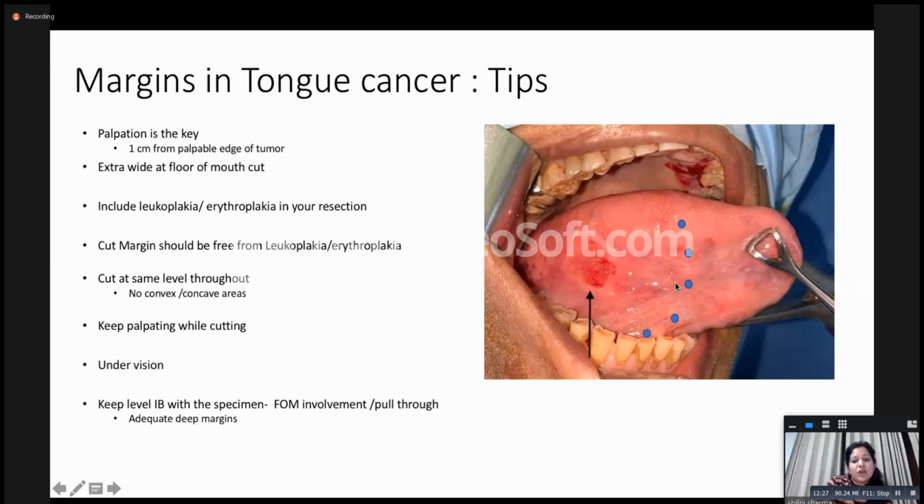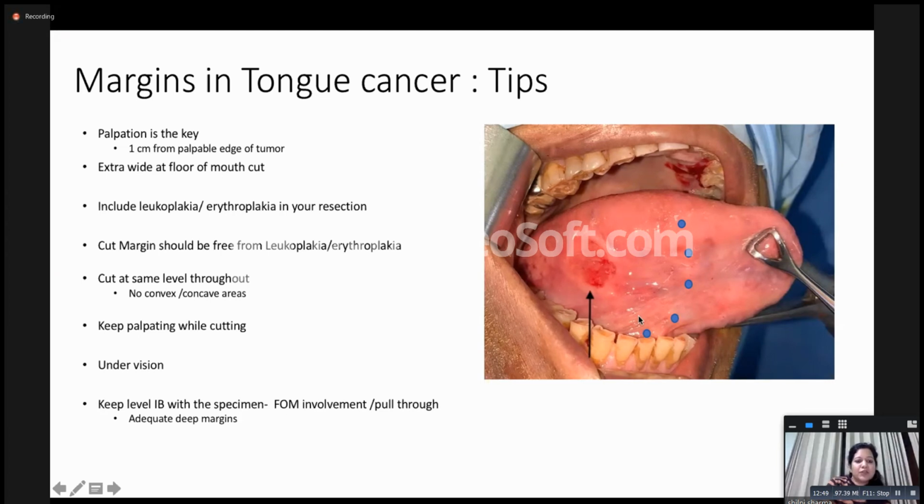If you have surrounding leukoplakia or erythroplakia, then include it in the resection, but it should not be at the resection line. So suppose you have a leukoplakia which is reaching till here, go 2 millimeter extra. Don't take wide margins from that, but at least take 1 or 2 millimeters so that you don't get dysplasia at the margin in your final histopathology.